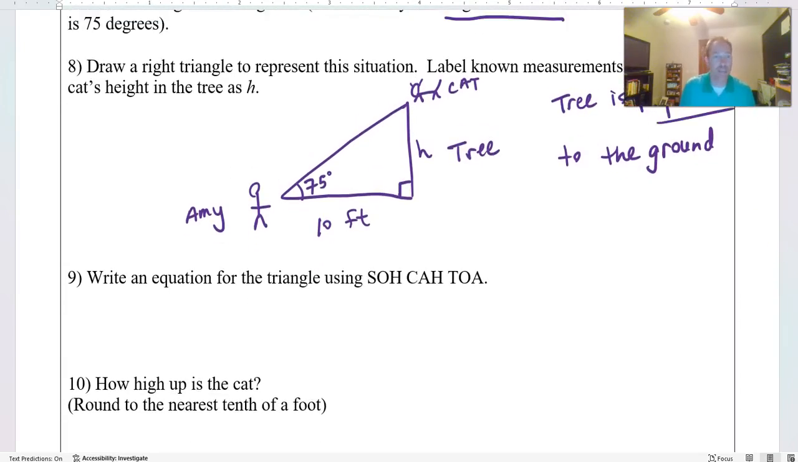Okay. So now we've got number 9. We want to write an equation for the triangle using SOH CAH TOA. So we'd say, all right, in regards to this 75-degree angle, what sides do we know? What sides do we care about? Well, the hypotenuse is here. We don't know it. We don't care.